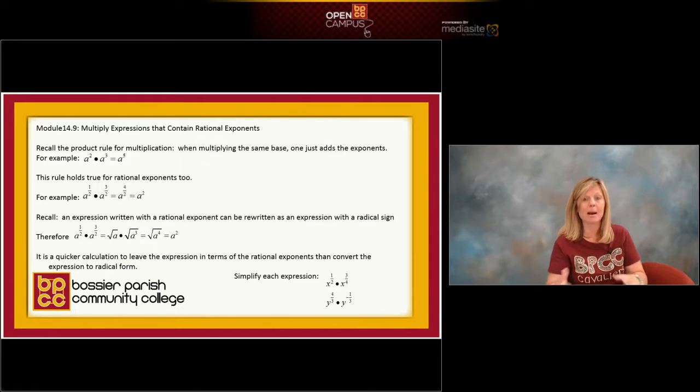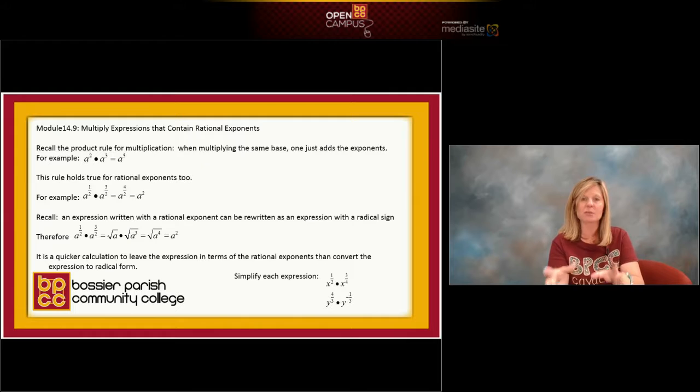Now my question to you is, which way was quicker? Was it quicker to multiply leaving the expression with the rational exponents, or was it quicker to multiply by rewriting it in root radical form? Well, it's quicker to leave it as rational exponents, and that's what we do in algebra. If we have our expression with rational exponents, we leave it with the rational exponents.